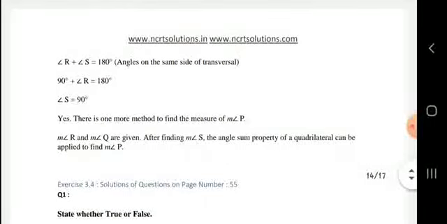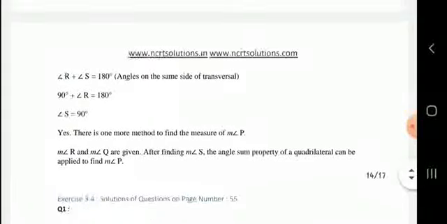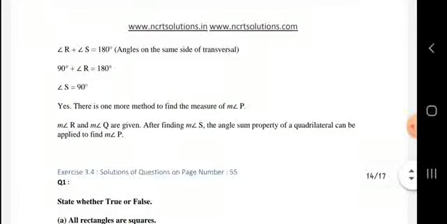Like that only, angle R plus angle S is equal to 180 degrees. So angle R is 90, 90 plus angle S is equal to 180 degrees. So therefore angle S is equal to 90 degrees.